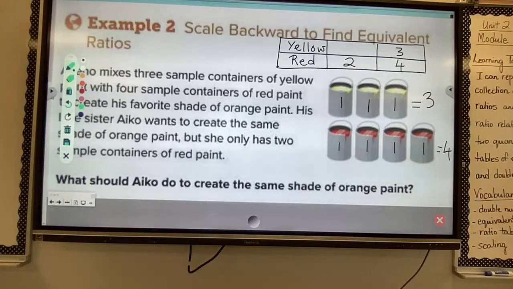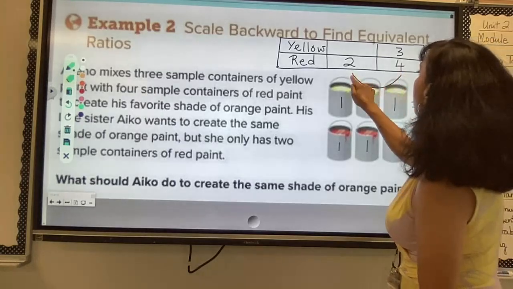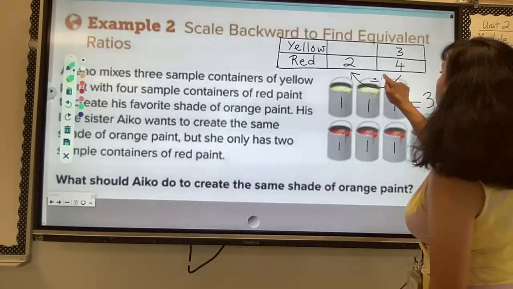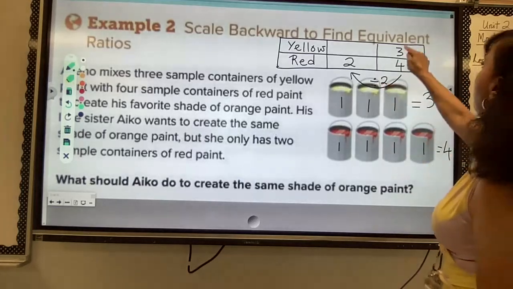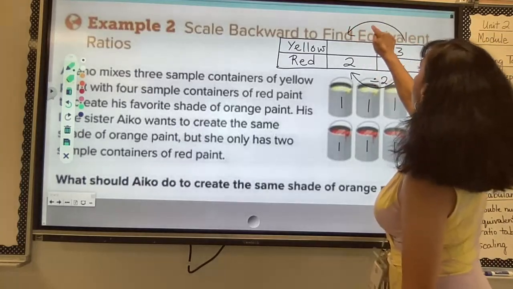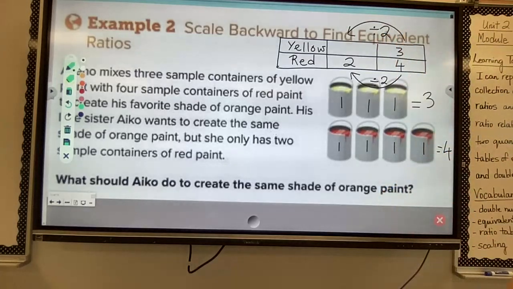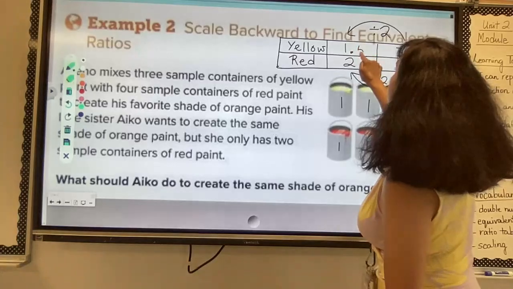In this case, I'm going to scale backwards to find the equivalent ratio. That means I'm going to have to divide, and I'm looking at 4 divided by what is going to give me 2. I am dividing by 2. Look over here: whatever I do here, I have to do the same thing over here. So I've got to divide 3 by 2 also. What is half of 3? It's 1 and 5/10.